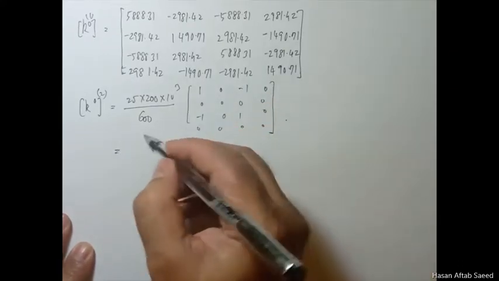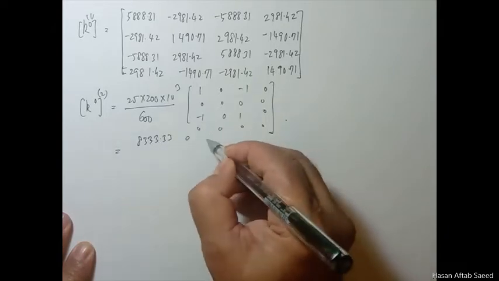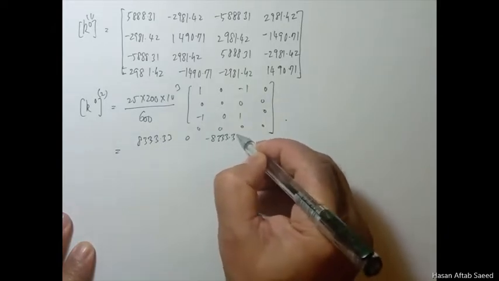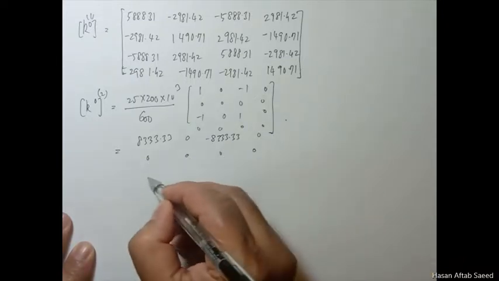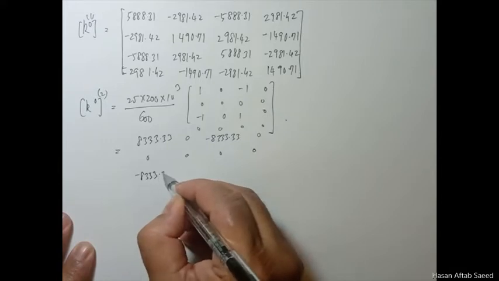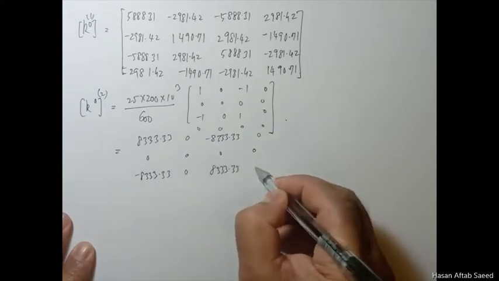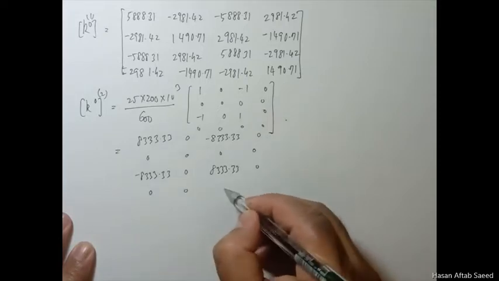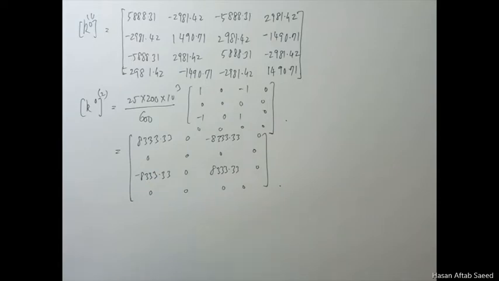And if you simplify this, we get 8333.33, 0, and then zeros for all the other entries. This is your K2 matrix.